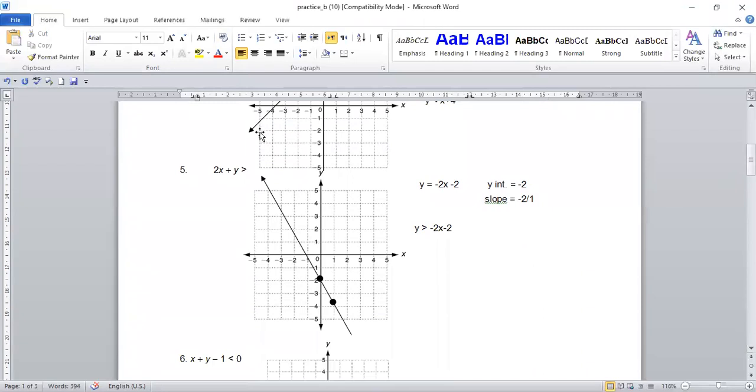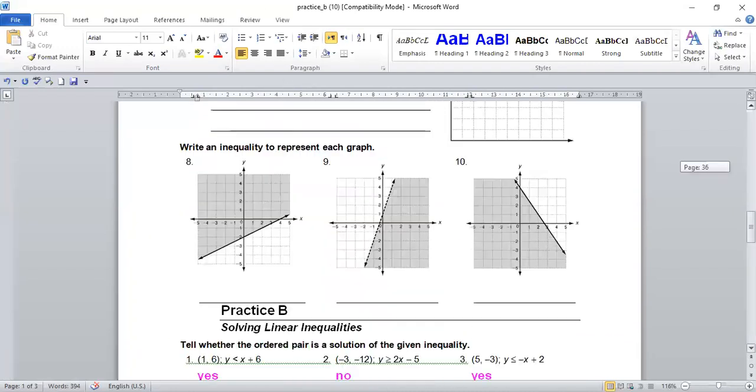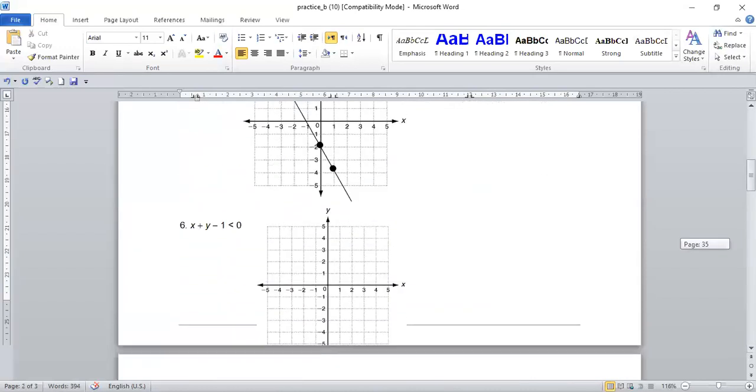If it says lesser or equal, it will be a solid line. If it is only less, that's going to be a dotted line. So make sure that you draw a dotted line, so your final answer should be like this, a dotted line and with the right side of the line shaded. Okay, moving to question number 6.